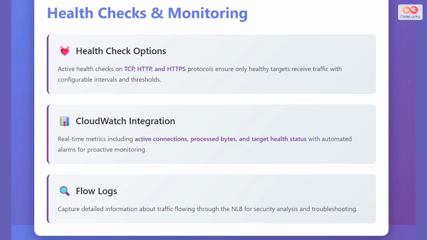NLB provides comprehensive health checking and monitoring capabilities. Health checks can be performed using TCP, HTTP, or HTTPS protocols with configurable intervals and thresholds to ensure only healthy targets receive traffic. It integrates seamlessly with CloudWatch, providing real-time metrics on active connections, processed bytes, and target health status. You can set up automated alarms for proactive monitoring. Additionally, flow logs capture detailed information about traffic flowing through the NLB, which is invaluable for security analysis and troubleshooting.